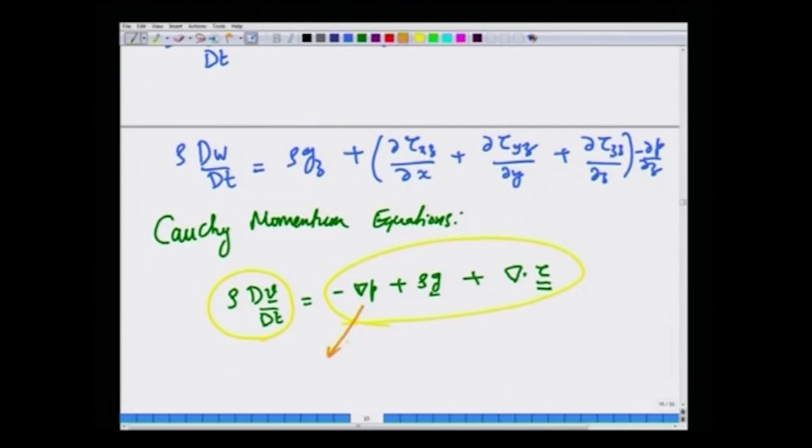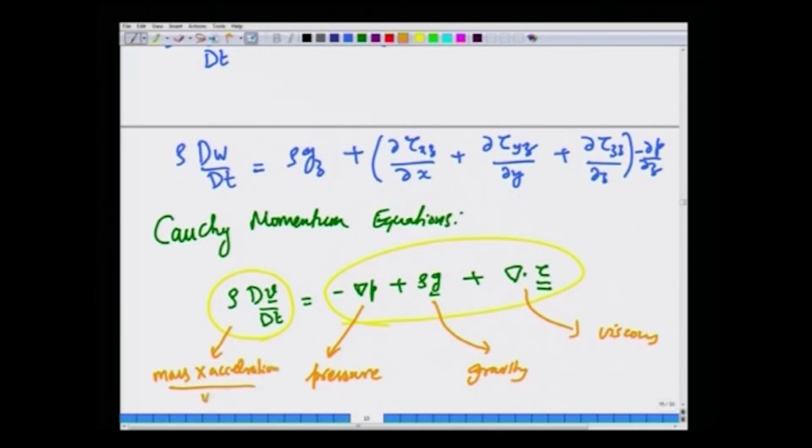There are pressure forces acting per unit volume, this is the gravity force acting per unit volume, and these are the viscous stresses acting per unit volume. This is the rate of change of momentum, mass times acceleration, per unit volume of the fluid.